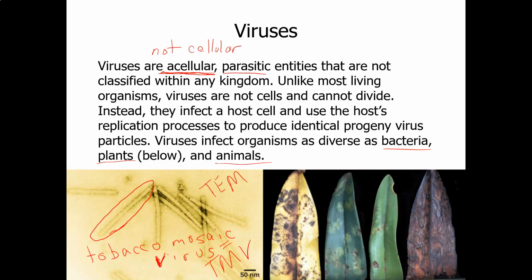But what you're looking at on the right is interesting because these are orchid leaves that have been infected with tobacco mosaic virus. Tobacco mosaic virus can infect plants, tobacco of course, and tomatoes, and orchids, and many other different types. This is showing you leaves in various stages of decay.